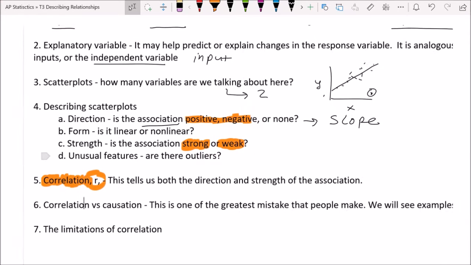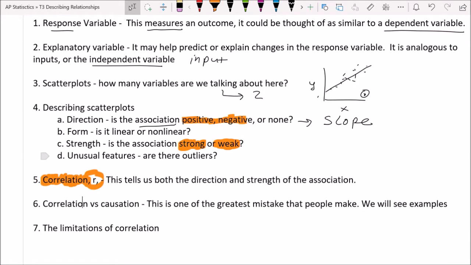A little bit later in this video, we're going to look at examples of correlation versus causation. So we'll talk about that when we get there, and at the end of the video, we'll talk about the limitations of correlation and a couple of things that you need to know, because it's great to know what correlation is, but it's also important to know what correlation is not, so that we can use it responsibly.